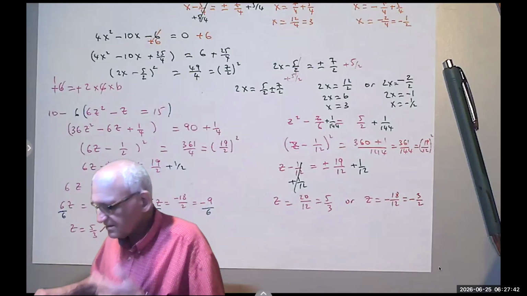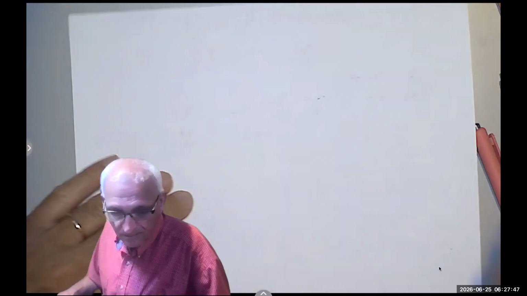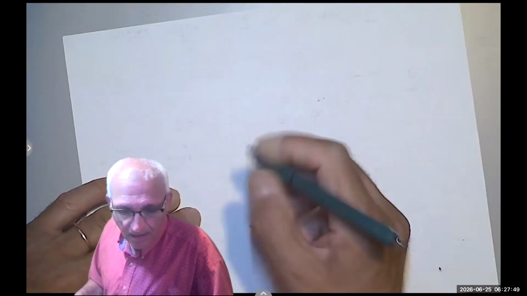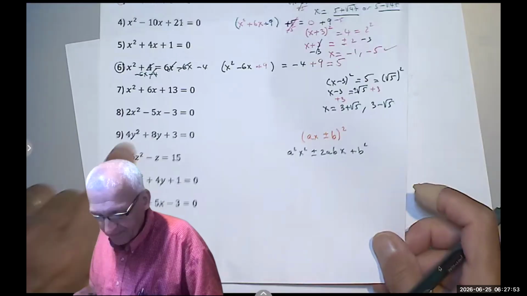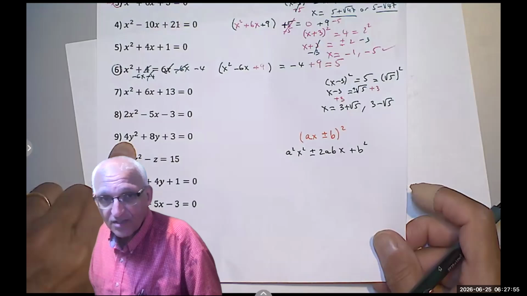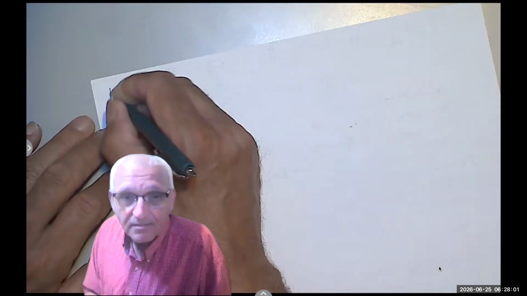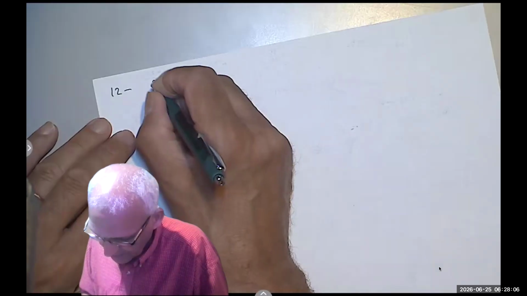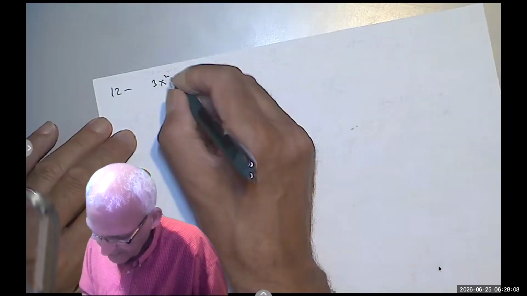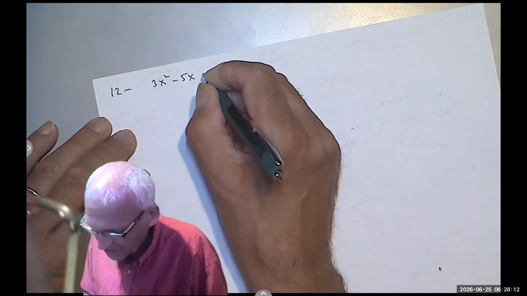Same answer, different methods. The last one, in fact, number 9 would have been easy because the 4 is a perfect square, so you don't need to multiply by anything. But the last one, number 12, and I'm sorry it took long, but I wanted you to know both methods if the a coefficient, if the x squared coefficient is not 1.